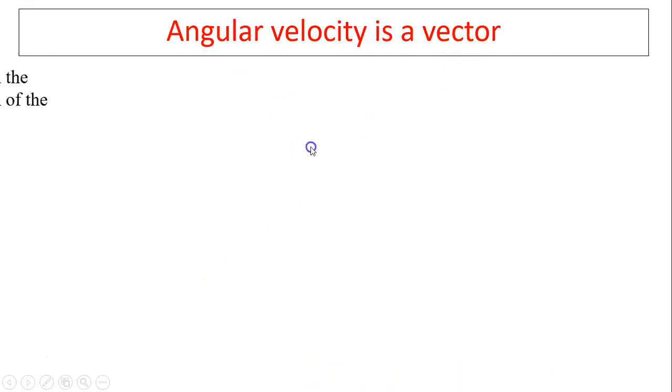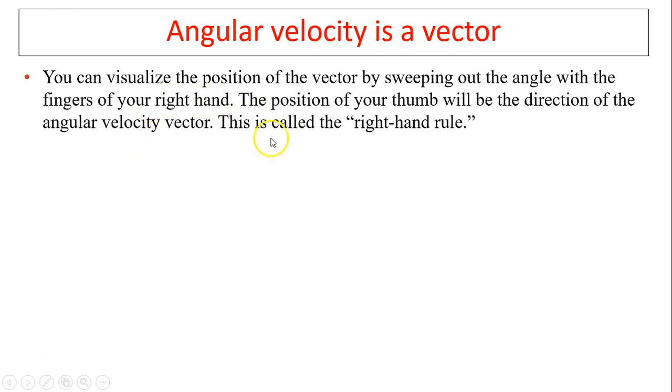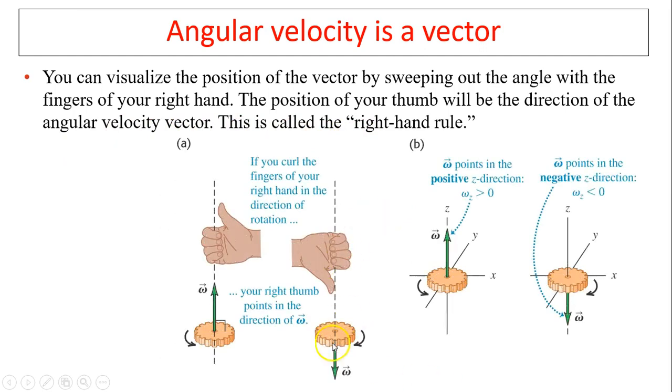Angular velocity is a vector quantity. You can visualize the direction of the vector by sweeping the angle with the fingers of your right hand. Remember the right hand rule we learned before? The direction of your thumb will be the direction of the angular velocity vector. This is called the right hand rule. Let's take a look at the picture.